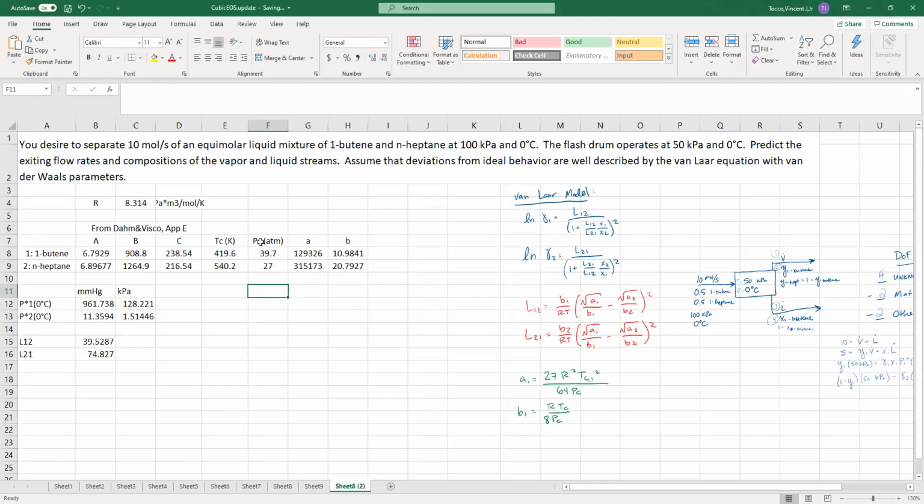It is that PC is in atmospheres, and it must be in pascals if I want to use this value of the gas constant. So instead of atmospheres, I want to say this is equal to 101,325 times atmospheres. Now I'm going to change the heading to pascals.